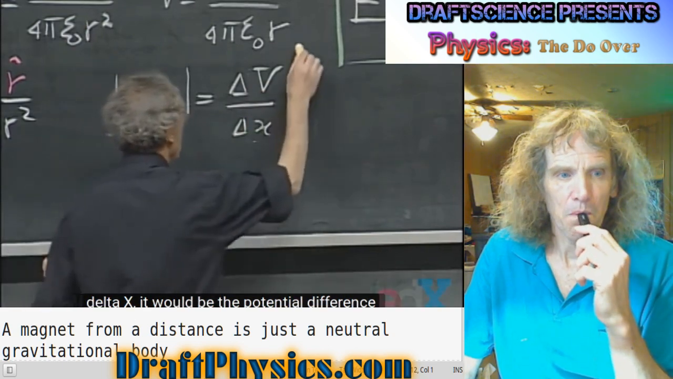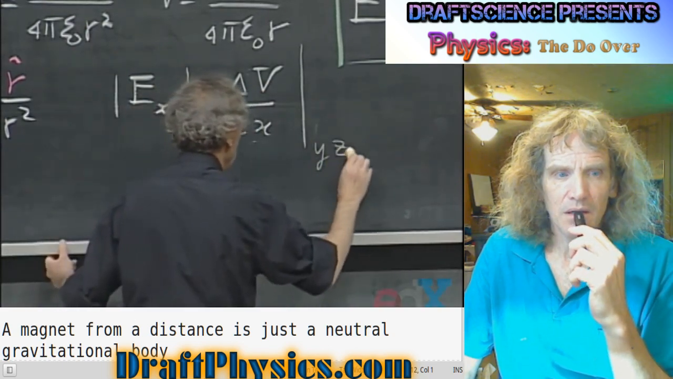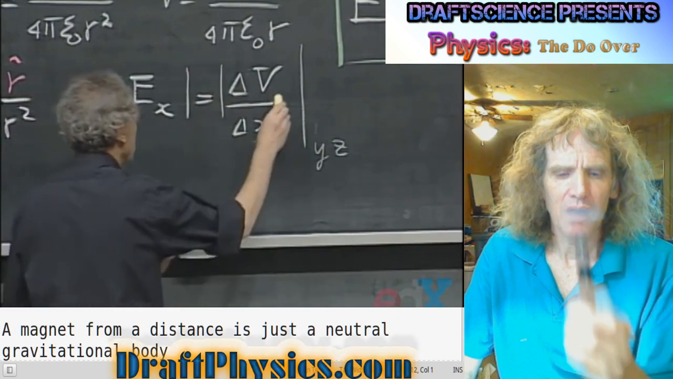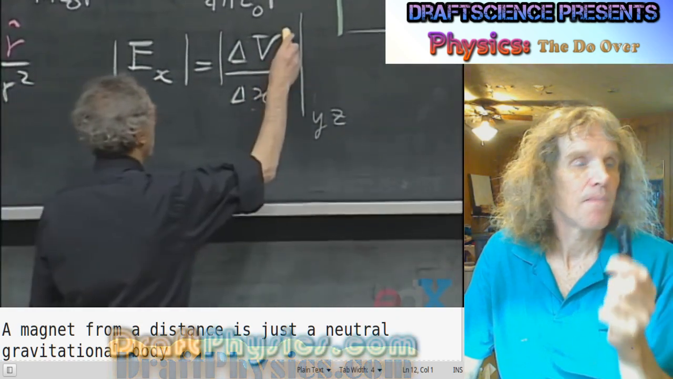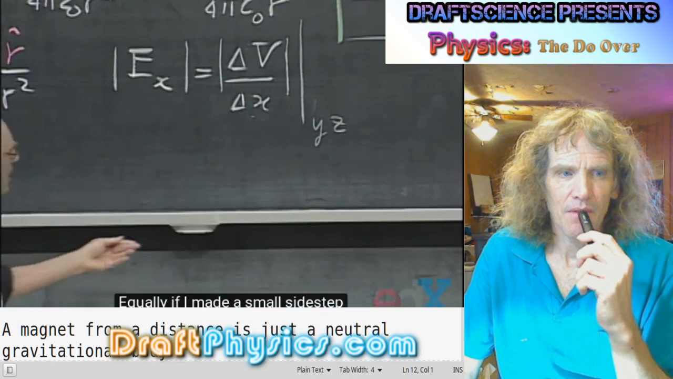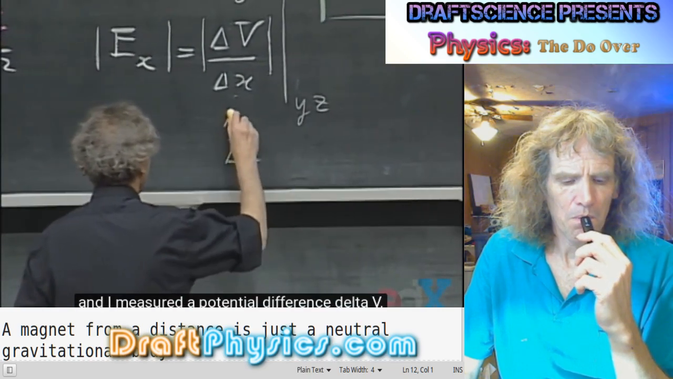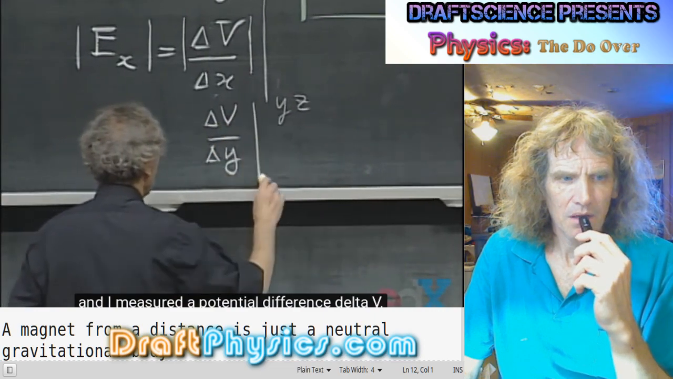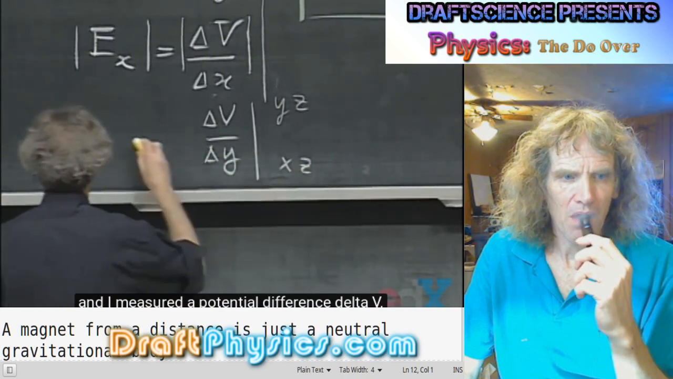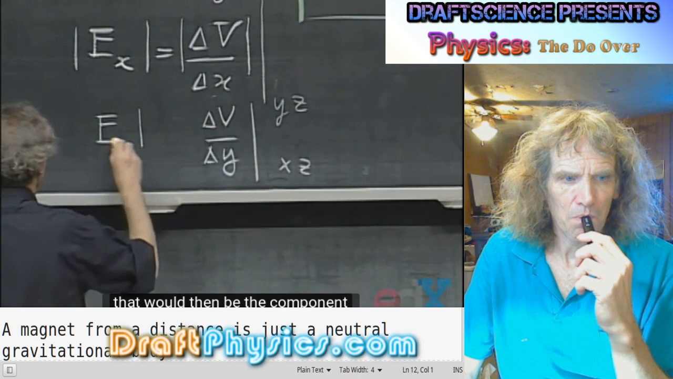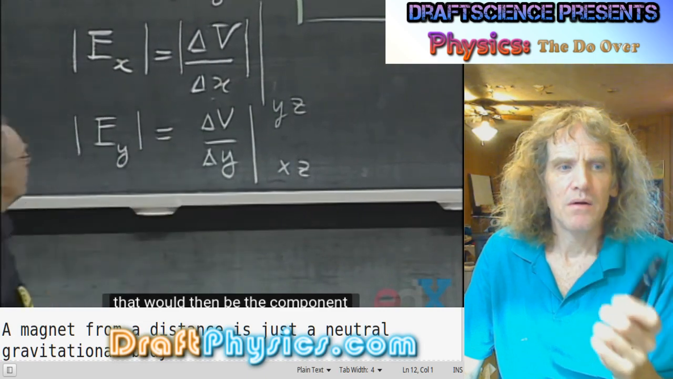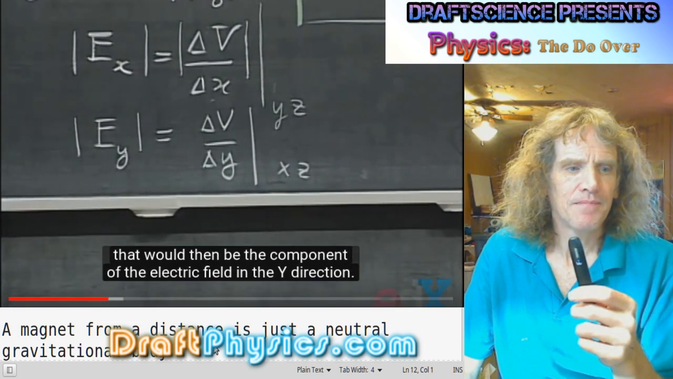Divided by that little side step, and I keep y and z constant. And these are magnitudes, so that's why I put these vertical bars here. Equally, if I made a small side step in the y direction, and I measured a potential difference delta V, keeping x and z constant, that would then be the component of the electric field in the y direction.